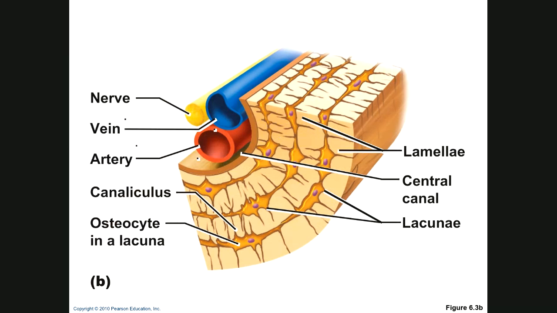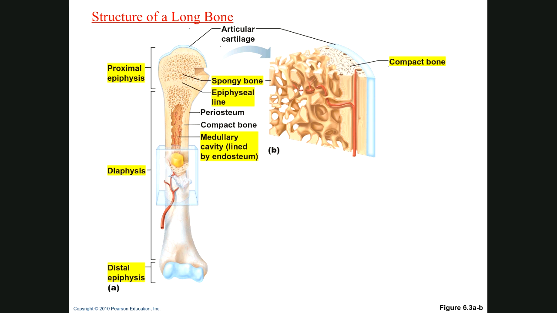So you should have an idea of where we find spongy bone and compact bone. Okay, and definitely make sure you can identify the parts of a long bone. Any questions? We've finished with the first set of PowerPoints. We still have time, so we can go ahead and move on to the second set.